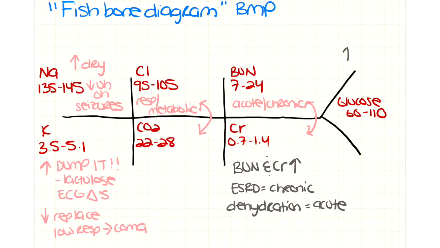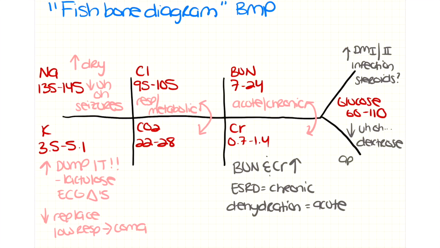If my blood sugar is high, well, am I type 1 or 2? Do I have an infection? Am I on steroids? If it's low, well, uh-oh. Treatment is dextrose, apple, or OJ, and of course something to eat.